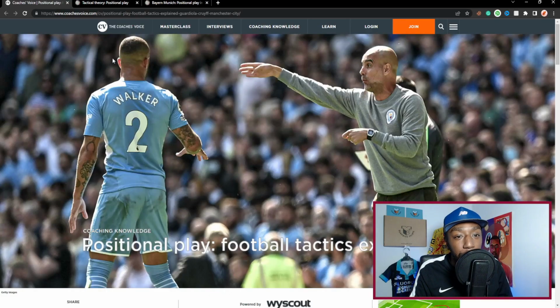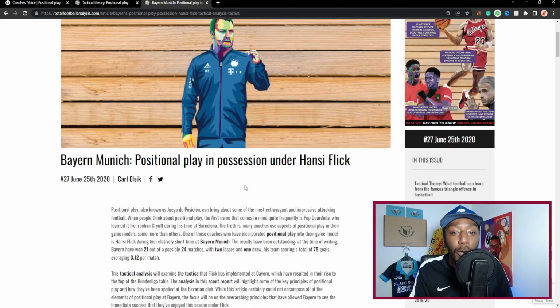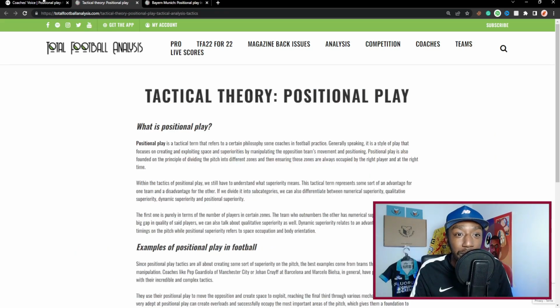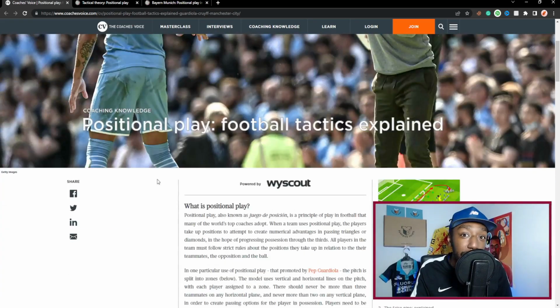For the analysis and the research, we will be using 3 different pages. We got the Coach's Voice, Positional Play, Football Tactics Explained. On the Total Football Analysis website, we got the Tactical Theory, Positional Play, but also on Total Football Analysis as well, we have Bayern Munich, Positional Play in Possession under Hansi Flick. Now, this analysis here, this Hansi Flick, helped me create one of the examples in Football Manager, and these 2 sites obviously helped me create 2 other examples in Football Manager as well. So let's get stuck in and get to reading.